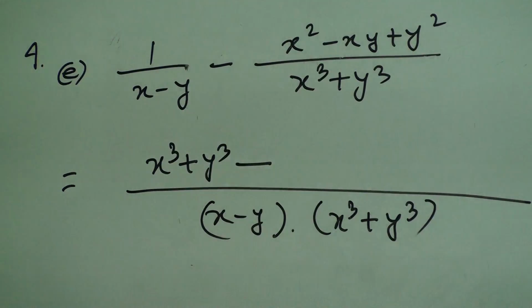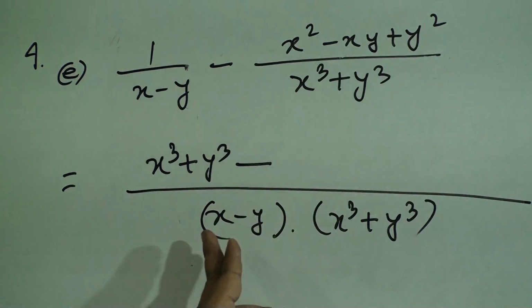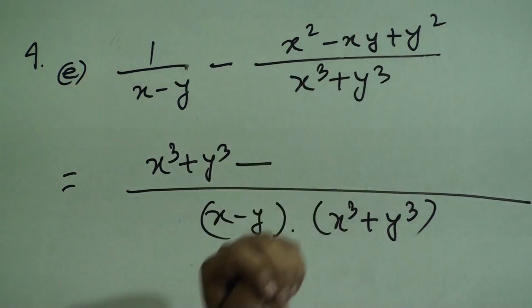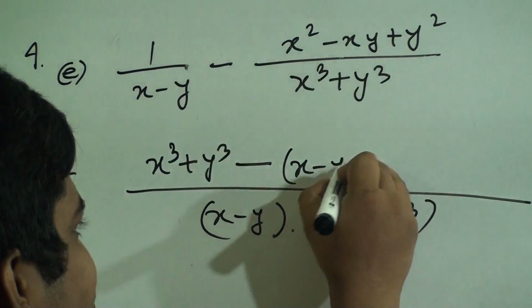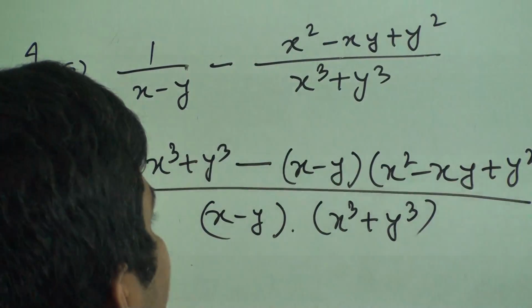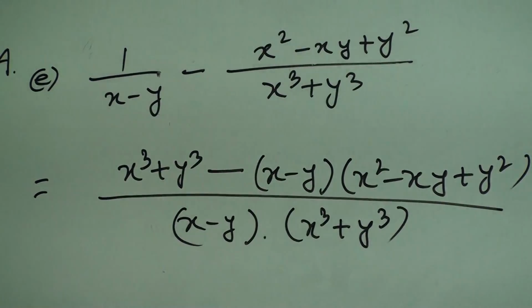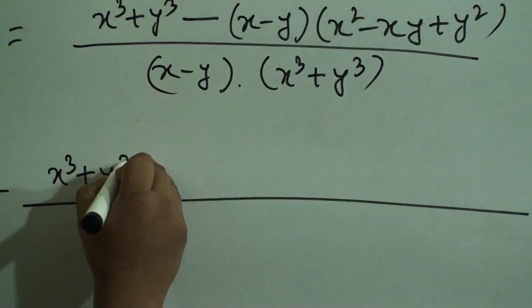After that we divide this LCM by the denominator of the second fraction. If we divide x minus y into x cube plus y cube by x cube plus y cube, then we get x minus y, and that x minus y is multiplied with the numerator. So we write here x minus y and x square minus xy plus y square. Now we do the calculation, that means x cube plus y cube is written here.